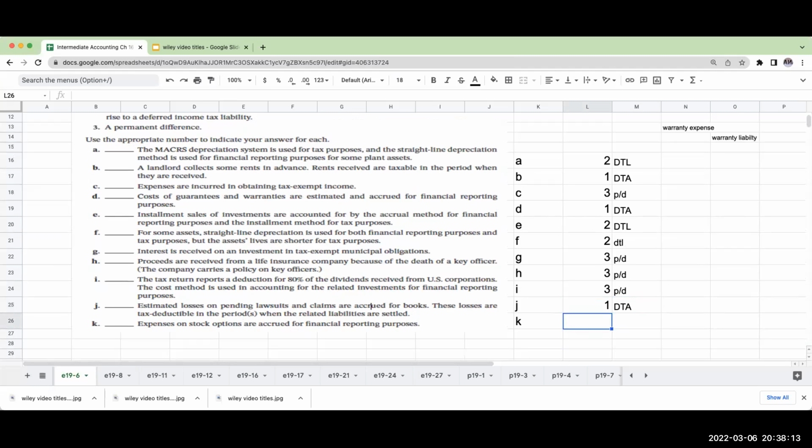Expenses on stock options are accrued for in the financial reporting purposes. So yeah, those are not going to be deductible. So this is going to be a deferred tax asset. Okay, so that's over if it's even that.